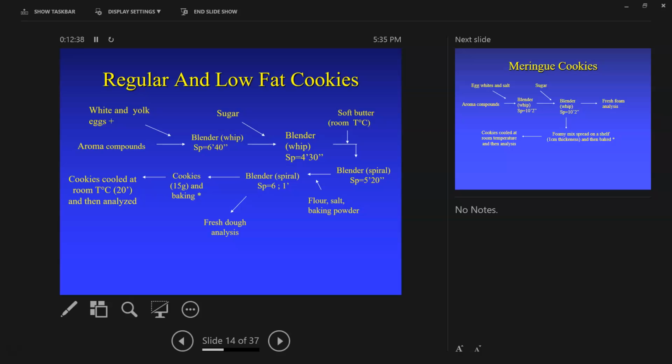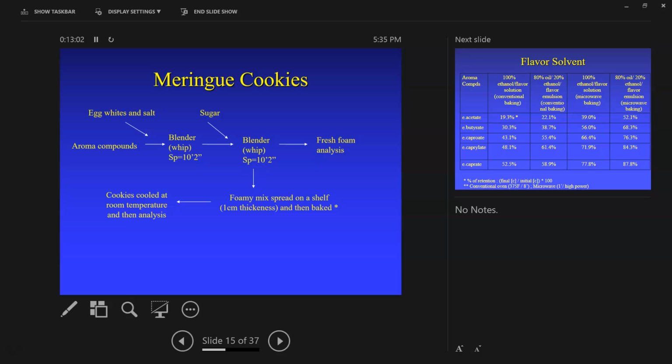Okay. Sugar is then put in, blended, then water, flour, salt, baking powder. Cookies, 15-gram cookies going through the baking process and cooled. So she made cookies, obviously, and added the flavoring in at the very beginning of the process. So the flavor went through the whole mixing and baking process.